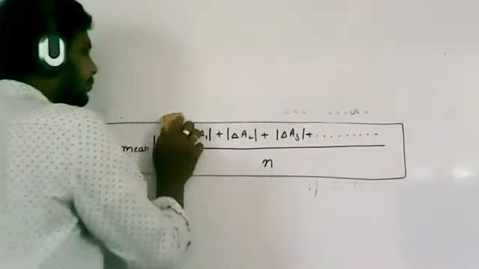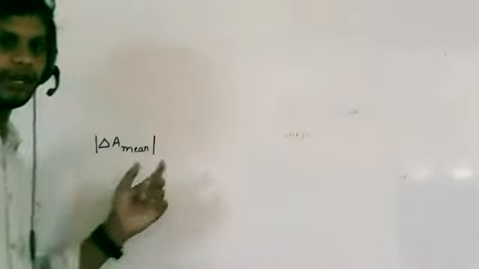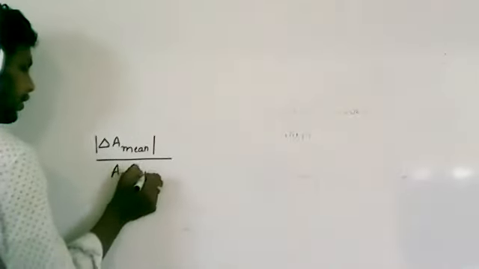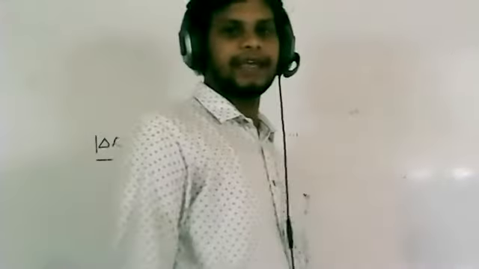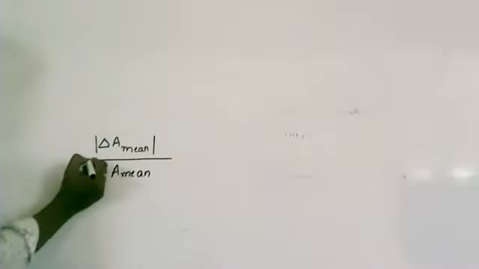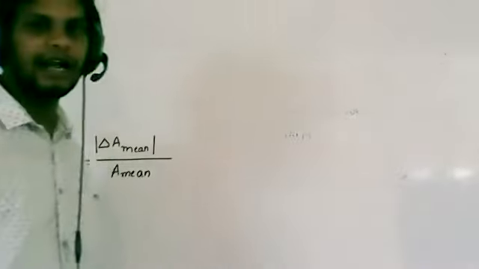I will take delta A mean. So what do you mean by delta A mean? Mean absolute error, right? For all the absolute errors, take the mean. That is mean absolute error, divided by A mean or true value. Are you clear? Now remember, this ratio is called as relative error.